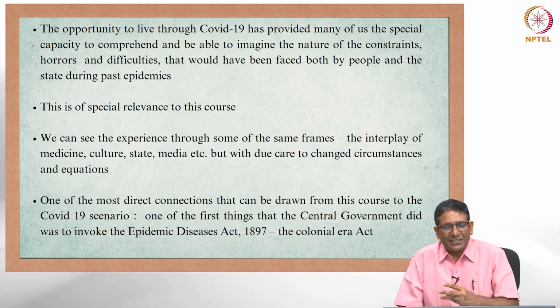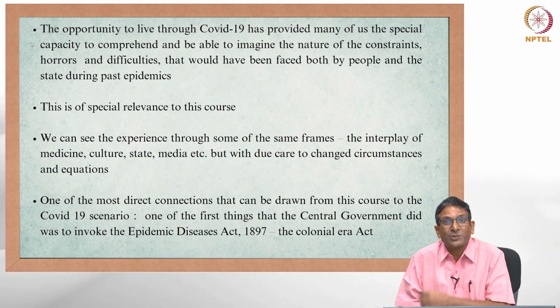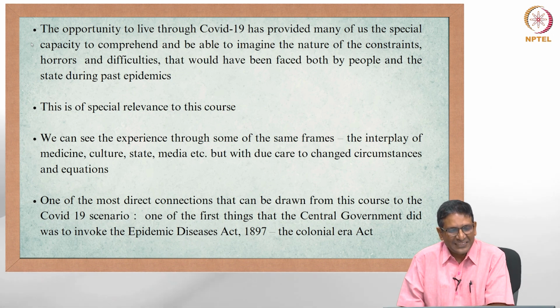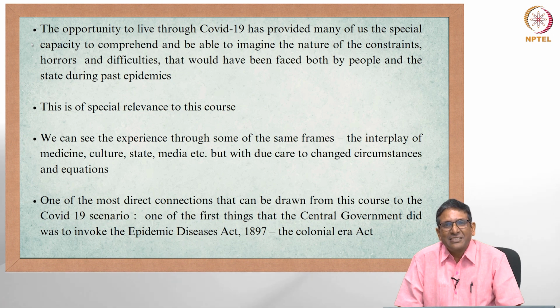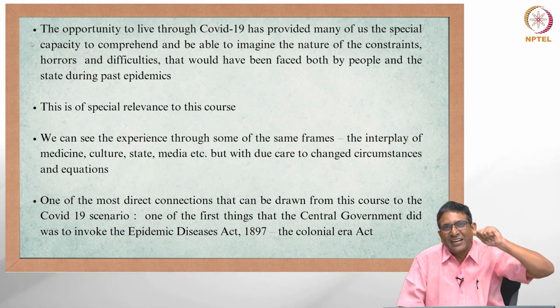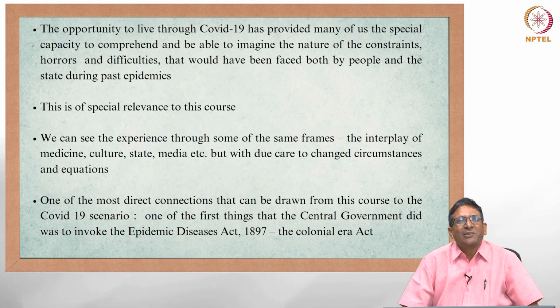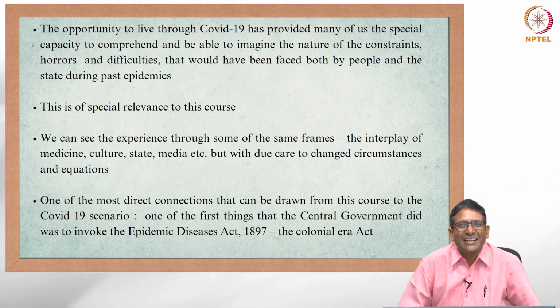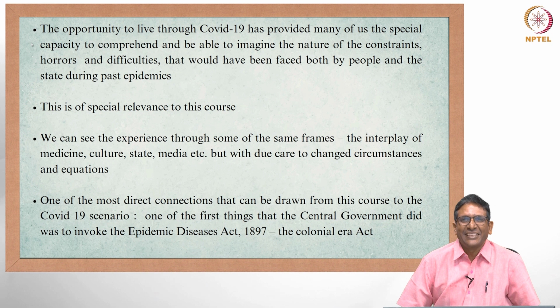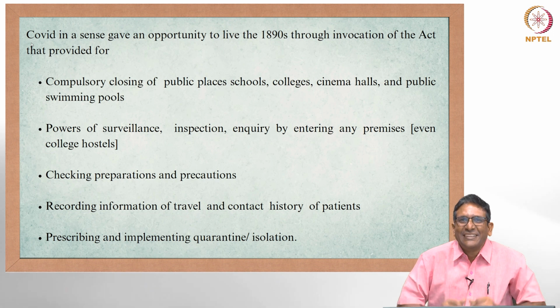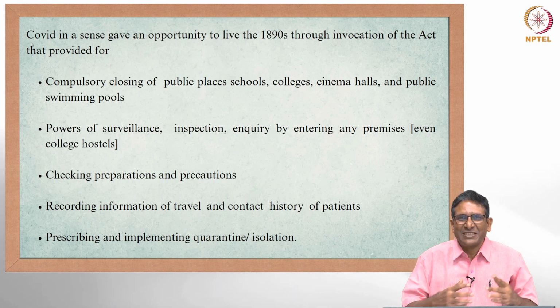One of the most direct connections that can be drawn from this course to the COVID-19 scenario is something which we only recently discussed: the Epidemic Diseases Act of 1897, the Colonial Act, was brought straight to 2019. As you would have noticed, we didn't discuss too much about what the act actually contained. We just kept saying the act was invoked and people did this and that, but not in too much detail. I had reserved all that so that we can live through it, in a sense, because we had just recently gone through it.